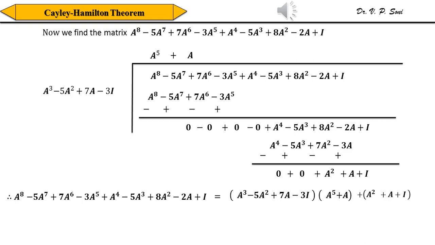But A satisfies the characteristic equation, which we already proved. Therefore A cube minus 5A square plus 7A minus 3I equals 0, so the expression reduces to A square plus A plus I. This means that the matrix which we have to find equals A square plus A plus I. Okay.